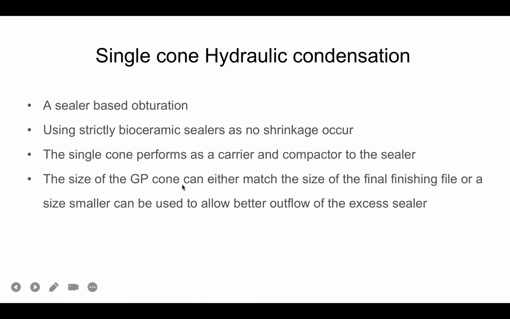The size of the GP cone can either match the size of the final finishing file or a smaller size. For example, if the final instrumentation file is size 30, we can either use a 30 size cone or a 25 size cone. Why size smaller? So that the excess sealer can flow from a coronal direction rather than an apical one.